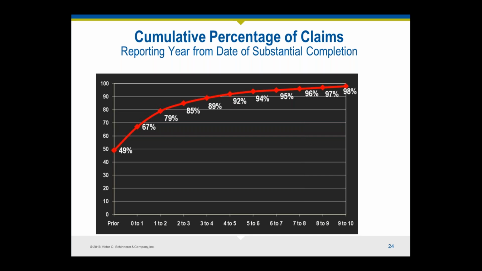If you look at this graph, you'll see that probably half the claims are made even before the project is substantially completed. And if you look at 5 years out, that would really achieve the same objective. 92% of claims against design firms were made 4 to 5 years after substantial completion. It doesn't go up very much between 5 years and 10 years.